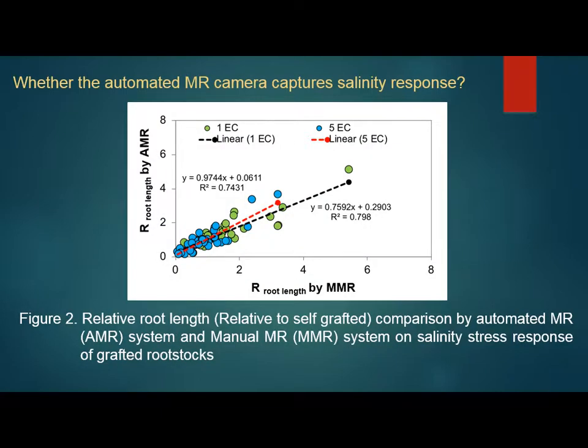This is about the root length. To study the salinity response using the camera, the relative root length was calculated by using the root length of grafted plants over its self-grafted. This shows how the changes were measured by both cameras. The relative root length captured by the MMR system is plotted on the x-axis, and relative root length measured by the AMR system on the y-axis, for the two salinities. Here the black line is the linear regression of non-saline irrigation, and the red line the linear regression of saline irrigation.